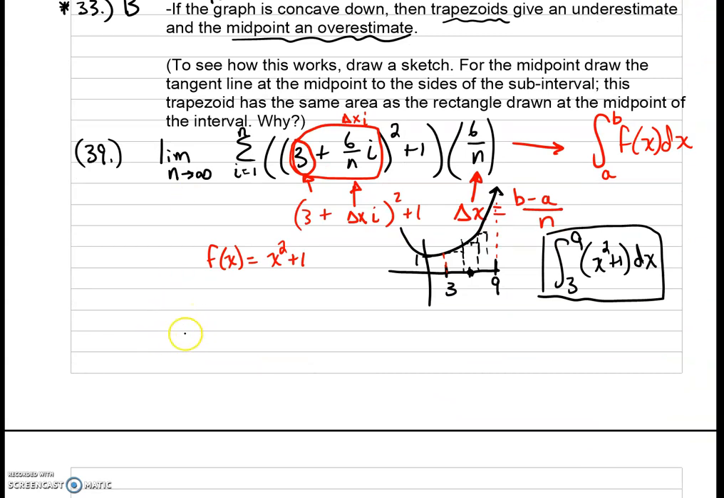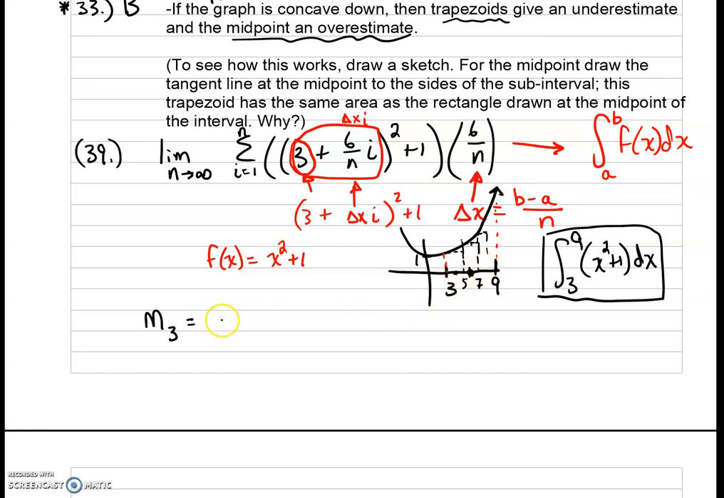Now this problem had even another twist to it, because it actually asked you to do a midpoint approximation for this area, using 3 subintervals. So if I were to write that out, my 3 subintervals would be 3 to 5, 5 to 7, and 7 to 9, and my midpoints would be 4, 6, and 8.